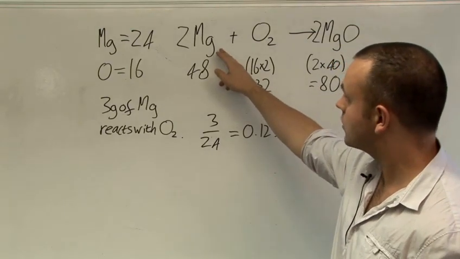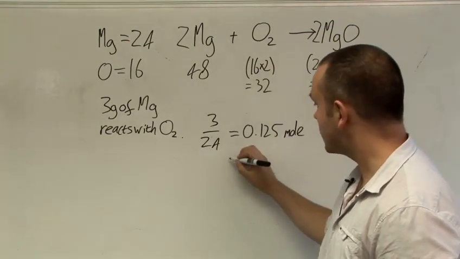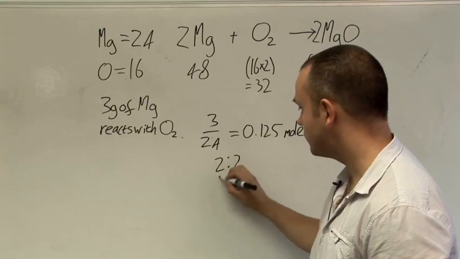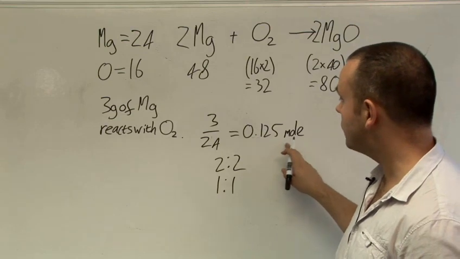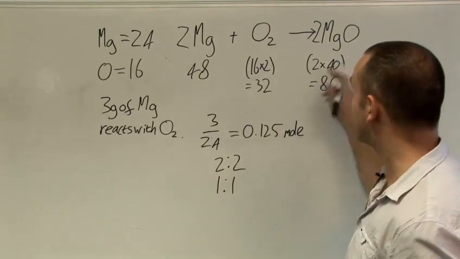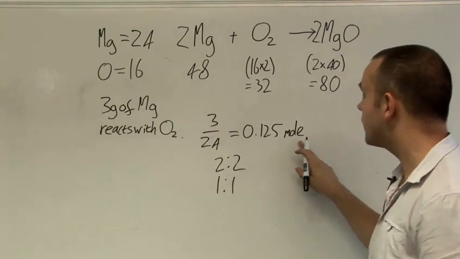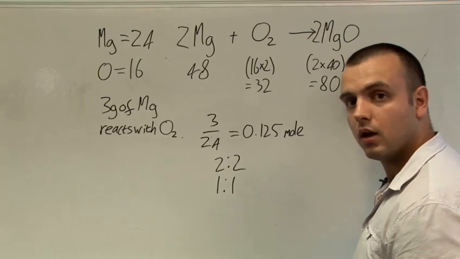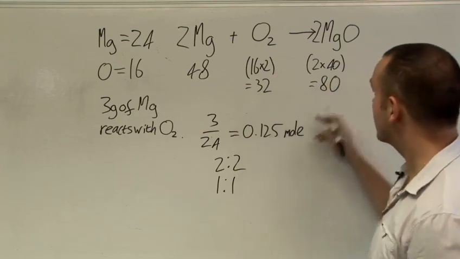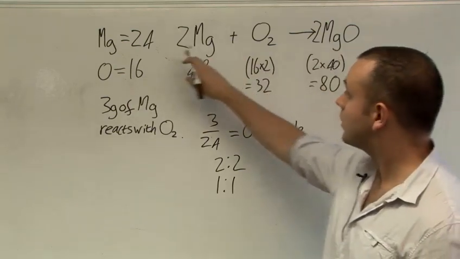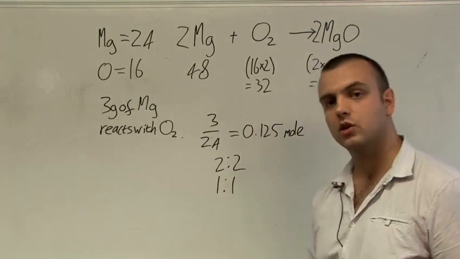We can see from the equation that 2 moles of magnesium would give us 2 moles of magnesium oxide. In other words, it's a 2-to-2 ratio. Or more simply, a 1-to-1 ratio. That means if we have 0.125 moles of magnesium reacting, we're going to have 0.125 moles of magnesium oxide at the end. What is the mass of 1 mole of magnesium oxide? We worked that out earlier. It's 24 plus 16 is 40 grams. So 1 mole has a mass of 40 grams.